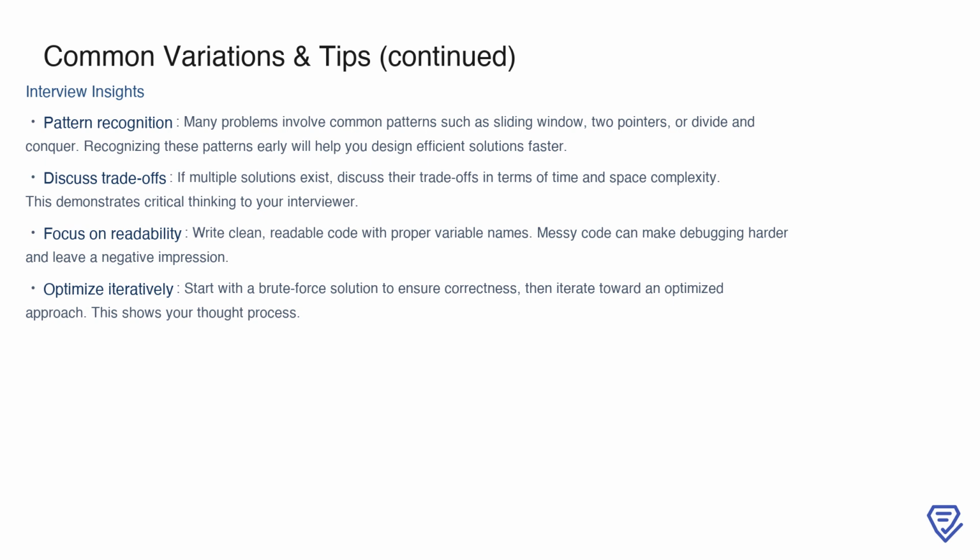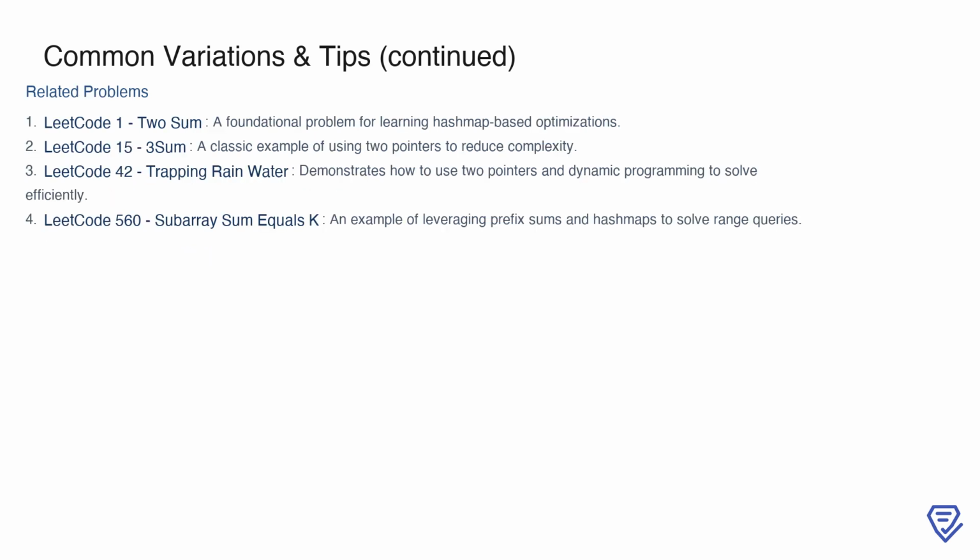Clean and readable code is equally important. Using meaningful variable names and maintaining proper structure makes your solution easier to understand and debug, which can make a big difference during an interview. Additionally, optimization doesn't have to happen all at once. Start with a brute force solution to ensure correctness, then refine your approach step by step. This iterative process not only helps you tackle the problem more methodically but also demonstrates your thought process clearly to the interviewer.